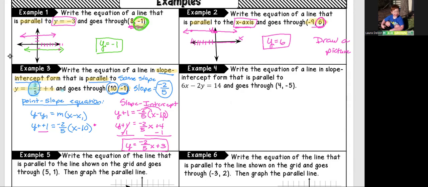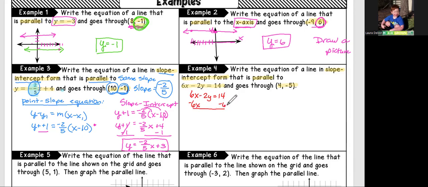And so the next one, let's go grab my highlighter. It says, write the equation in slope-intercept form that is parallel to this guy, and it goes through here. Now, we cannot readily identify our slope in this standard form equation. We're going to have to manipulate it to get it into the form where we can even figure out what our slope is. So let's go ahead and write this. We've got to find our slope.